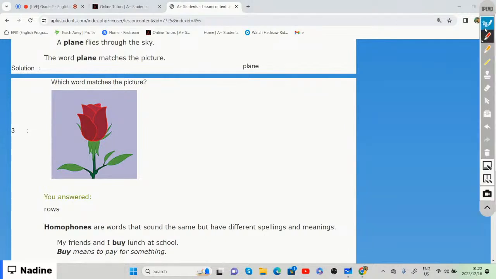All right. And then this one, rose. We have rows and we have rose. Which one is the correct word that matches with the picture on the left? Is it the rows, which is ROWS, or rose, which is ROSE? That matches with the picture on the left.